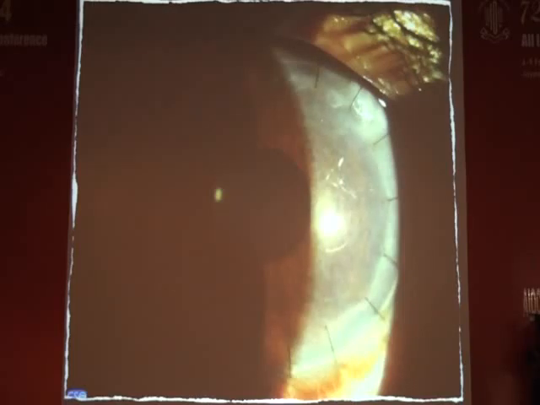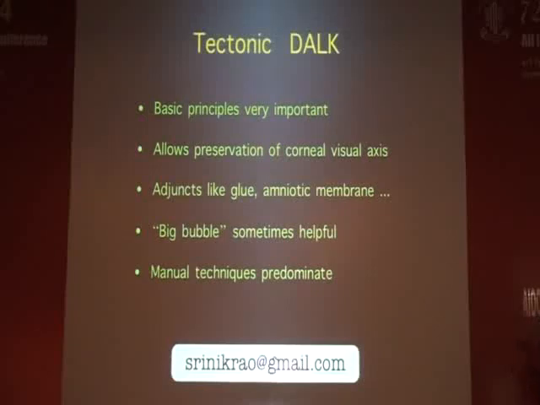So basically then, I think the basic principles of tectonic DALK are very, very important, because here it's freehand and you're having to rely on your skills a little bit more because it's not femto-driven. And it allows you to preserve the corneal visual axis. You can use adjuncts like glue and amniotic membrane. And while the big bubble is sometimes helpful, the main focus of these techniques will be your manual approaches.